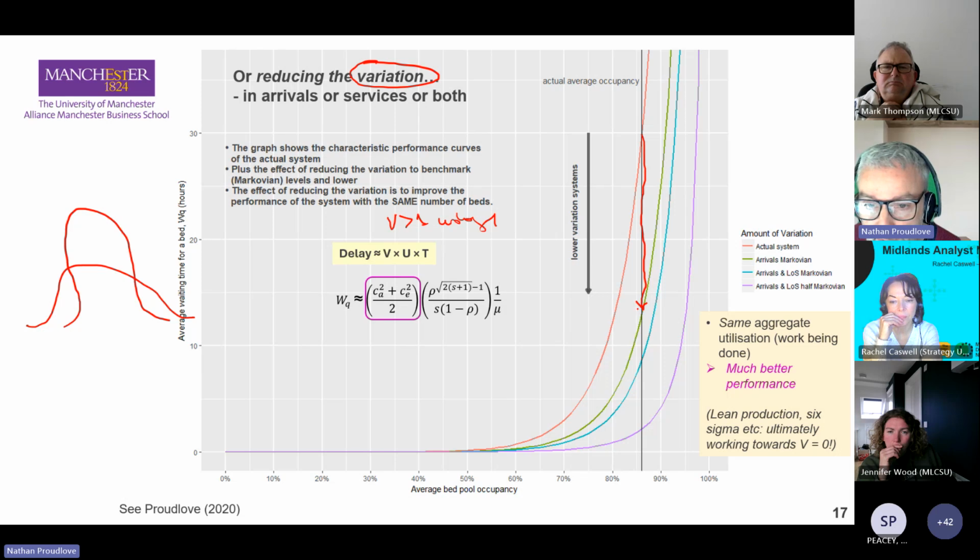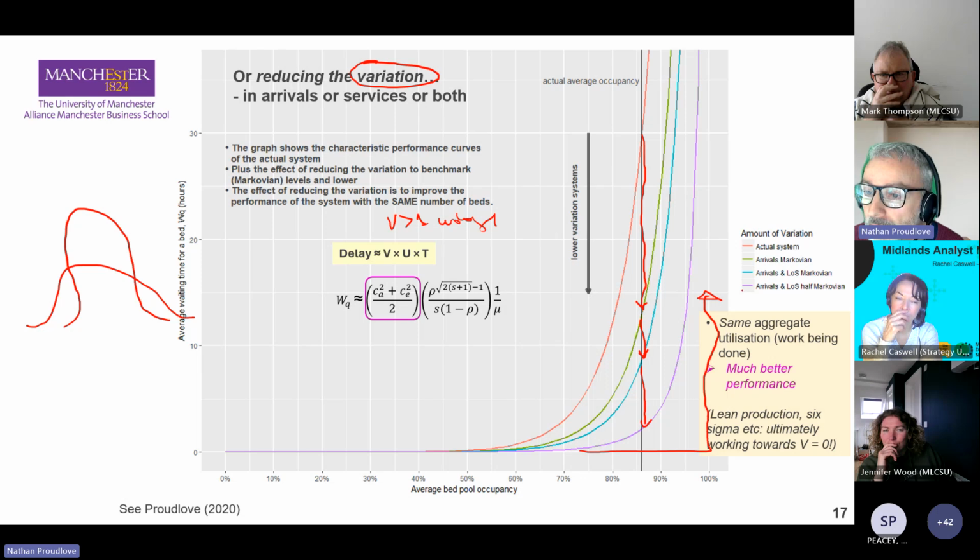That's making the arrivals down to the benchmark. If you can make both of them down to the benchmark, so big V is 1, you'd be working at the blue curve. And then if you could halve it again, you'd be down to the purple. So we're seeing dramatic improvements in performance if we can reduce the variation in arrivals and in service times, length of stay, for example. And ultimately the clockwork system goes along the wait is 0 axis until it hits 100%. And that's what they are dreaming of and aiming for in many production systems. Leveling the demand, leveling the flow.